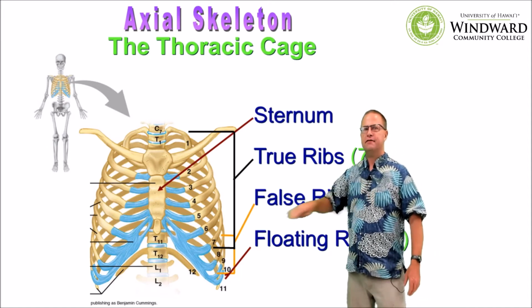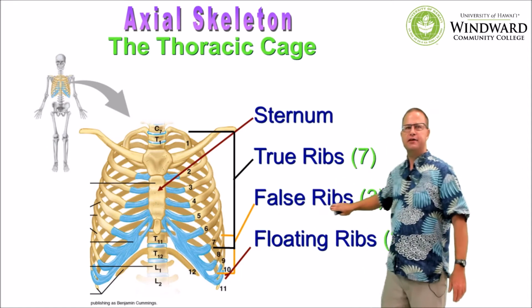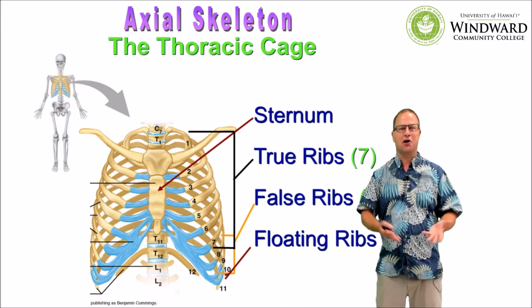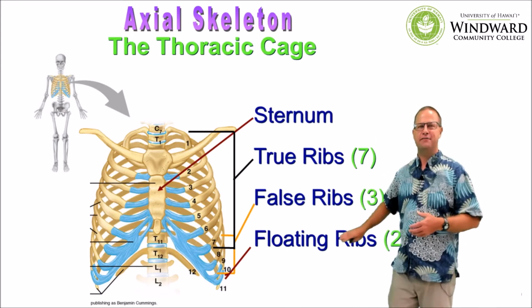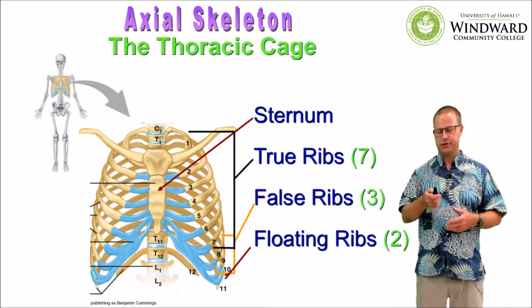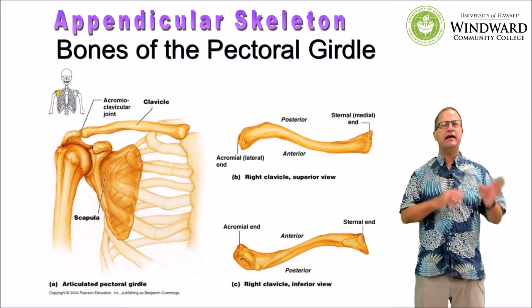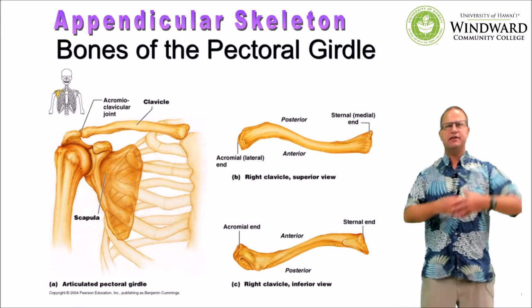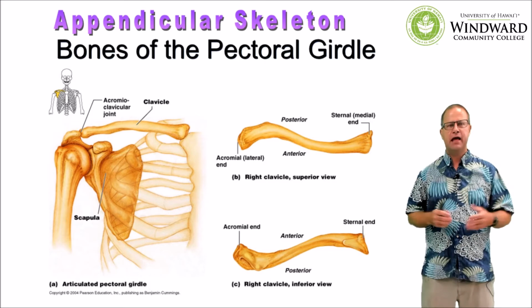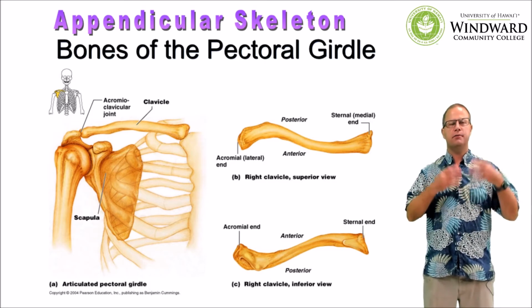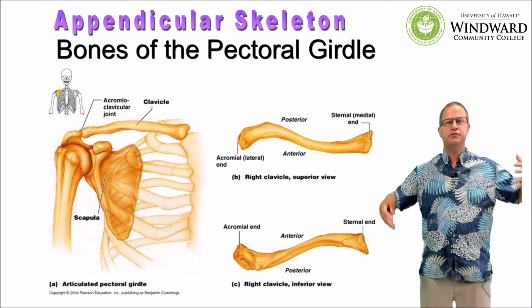Now, below that, we have something called false ribs. We have 3 false ribs, and these ribs are touching the cartilages of other ribs. And finally, our floating ribs don't have any cartilages at all and have no connection to the sternum. All right, now let's talk about the appendicular skeleton. We said the appendicular skeleton was everything that is appended to the axial skeleton, and it includes the pectoral and pelvic girdles. So the pectoral girdle here are the bones that connect the arm to the spine in some way.